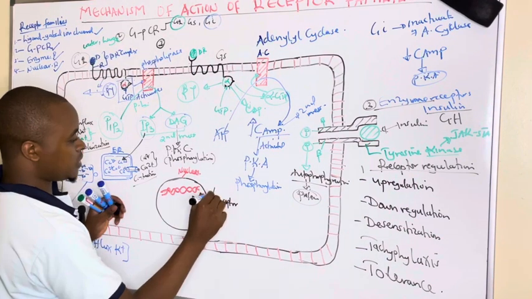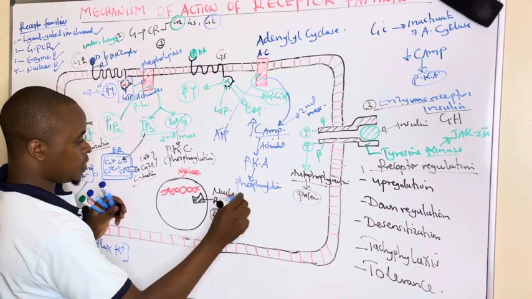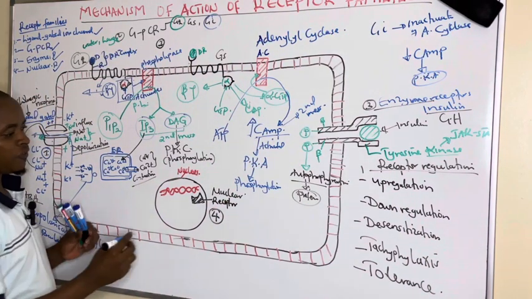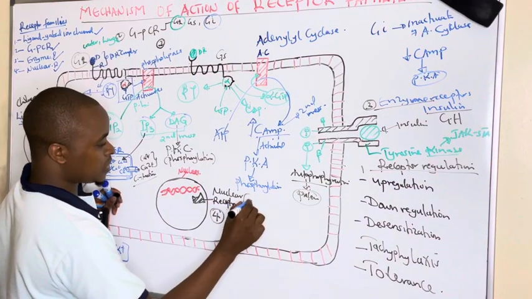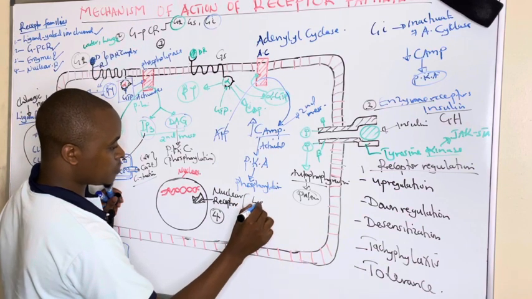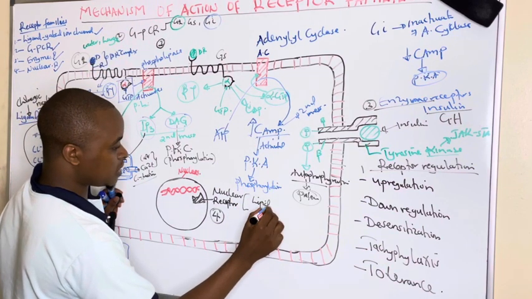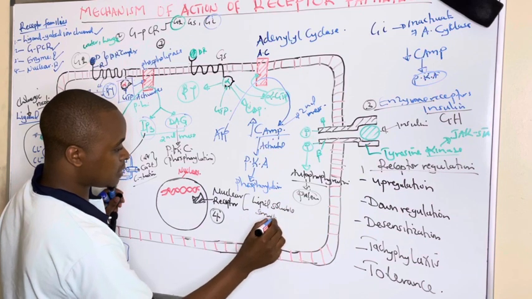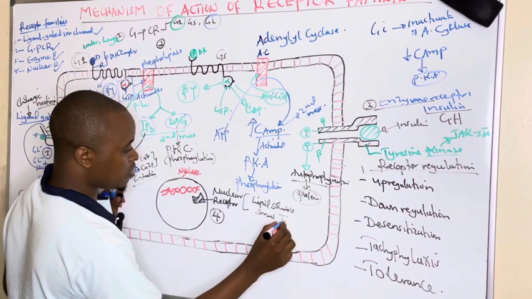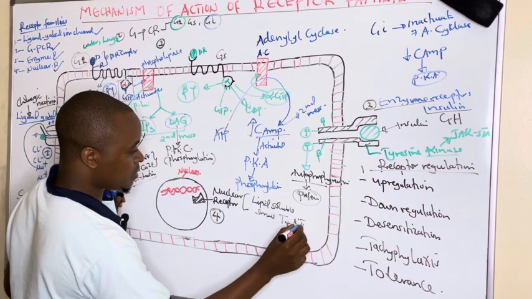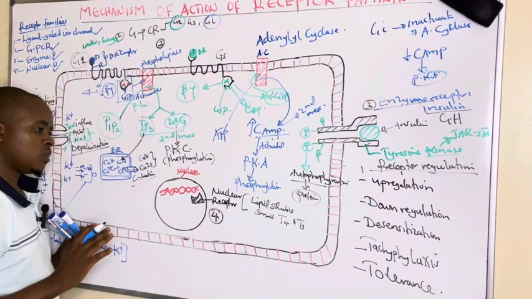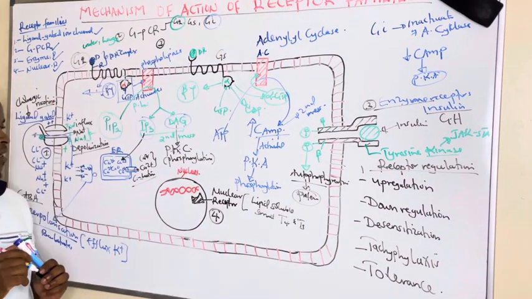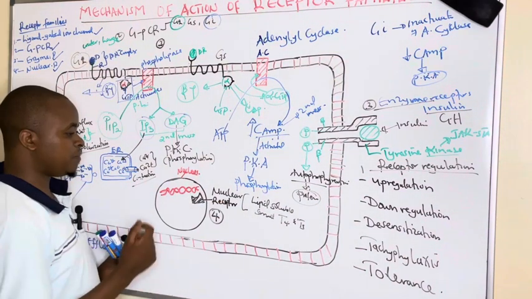These ones are known as nuclear or intracellular receptors, and this one is for drugs which are lipid soluble or steroidal drugs, and small drugs like thyroid hormones T4 and T3. So lipid soluble drugs and smaller molecular size drugs use nuclear receptors.